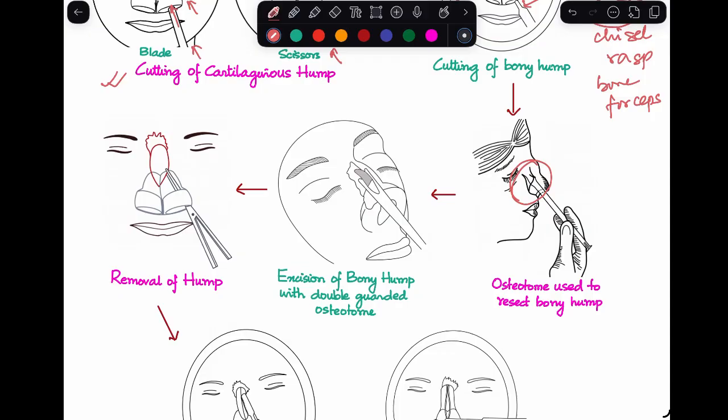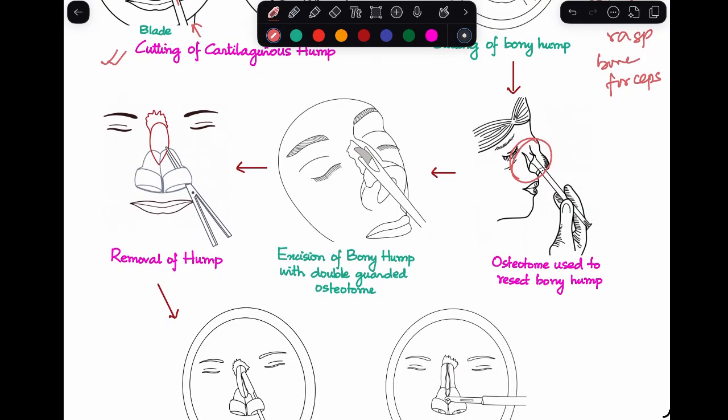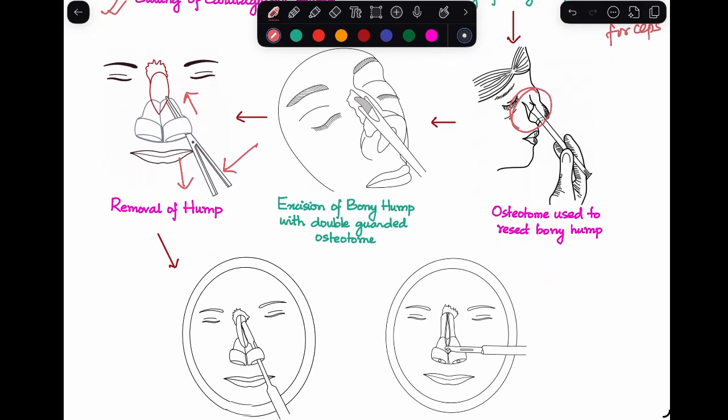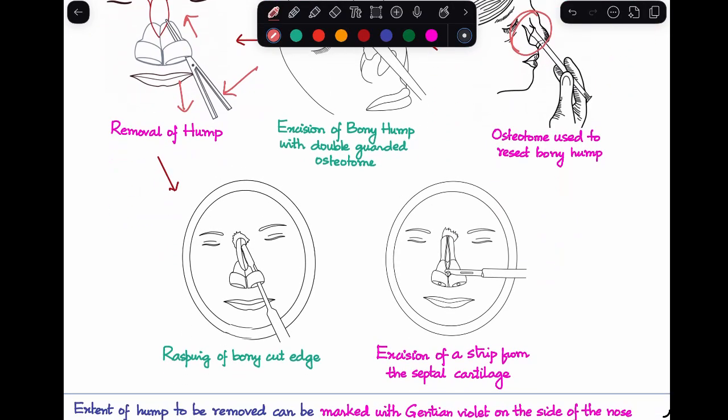Now that you have incised out the hump completely, we will be introducing a straight hemostat over here, and we will grasp the hump that we have cut out, which will first push it up and then we will slowly deliver it out. Now, as we deliver it out, usually the upper part of the hump that we have removed will form the cartilaginous portion, and the lower part of the hump will be forming the bony portion.